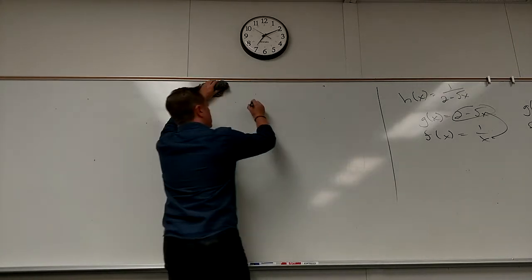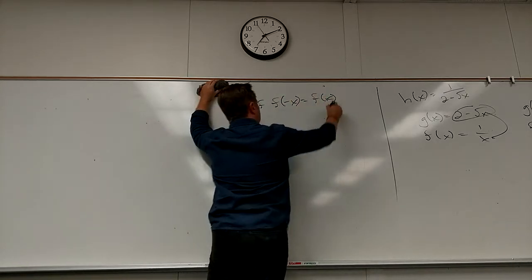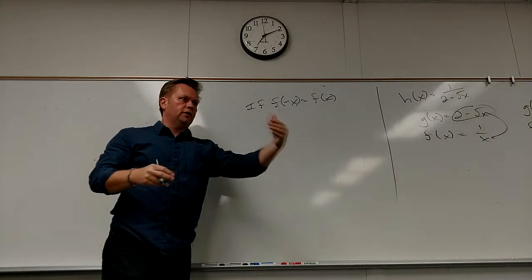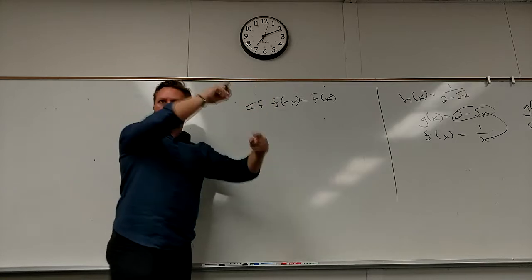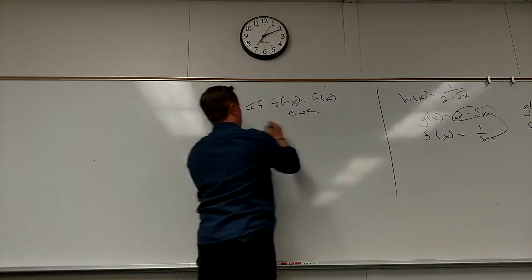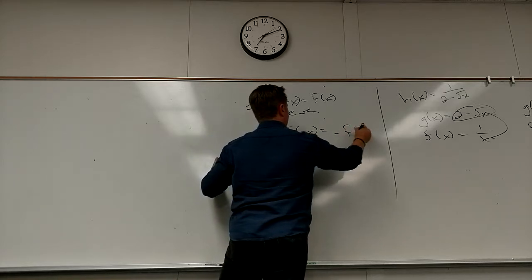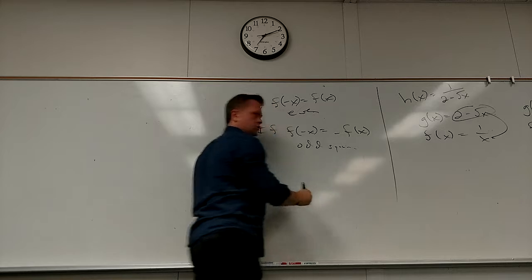So the test is, if f of negative x equals f of x, what kind of symmetry is that? Even symmetry, because if I plug the negative number in, it's the same output, so it's evenly symmetric. If f of negative x equals negative f of x, that's odd symmetry. And if neither of those is true, it's neither.